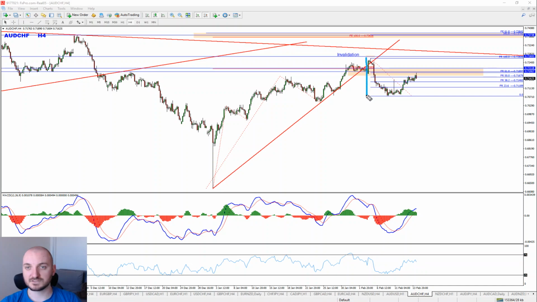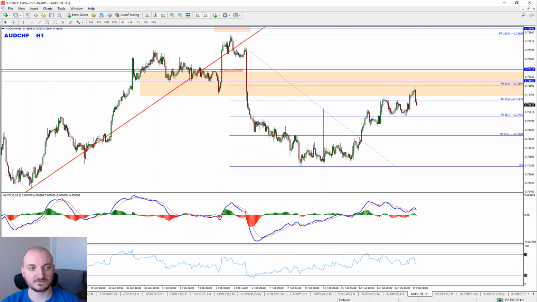The pair is bouncing exactly from the 61% zone. This is the Fibonacci retracement zone right here. And going down towards the 1-hour chart, we can see that we had divergence number 1, false break number 1. We now have divergence number 2 together with false break number 2.